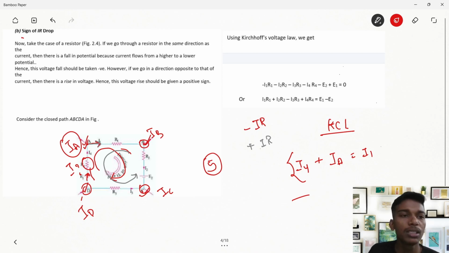That's it. This is the typical problem of Kirchhoff's law, where we are going to use both the laws of Kirchhoff. One is KCL and another is KVL.